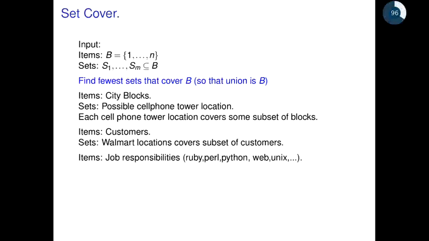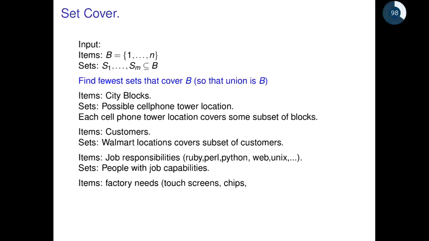Then job responsibilities: people with job capabilities. Maybe there are people who can do this subset of jobs, and you want to cover all the bases. So this is just really very useful. I can go on and on with set cover applications.